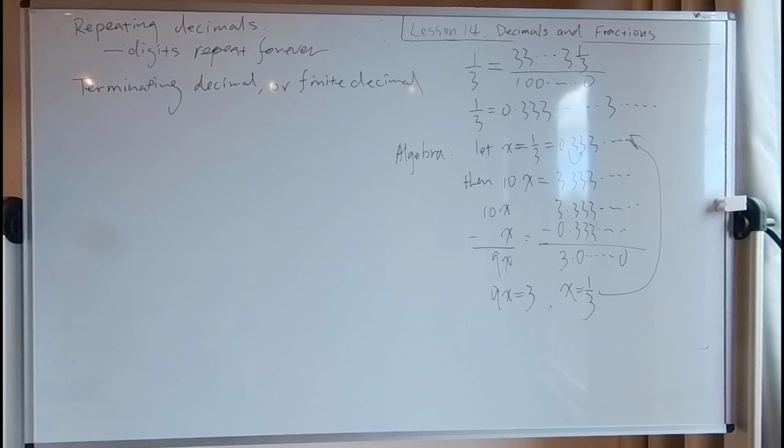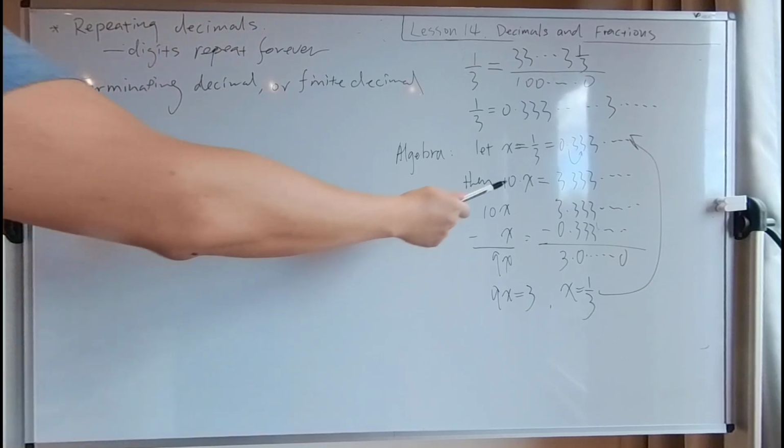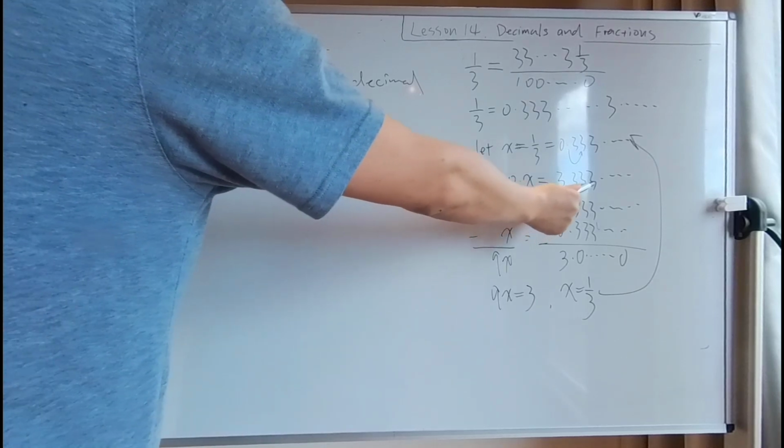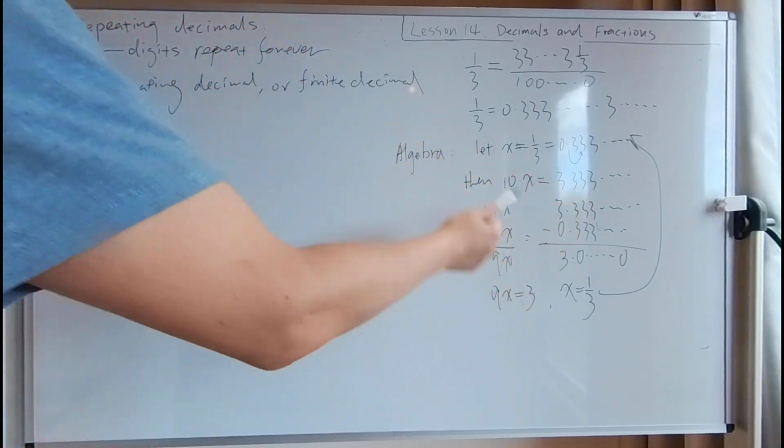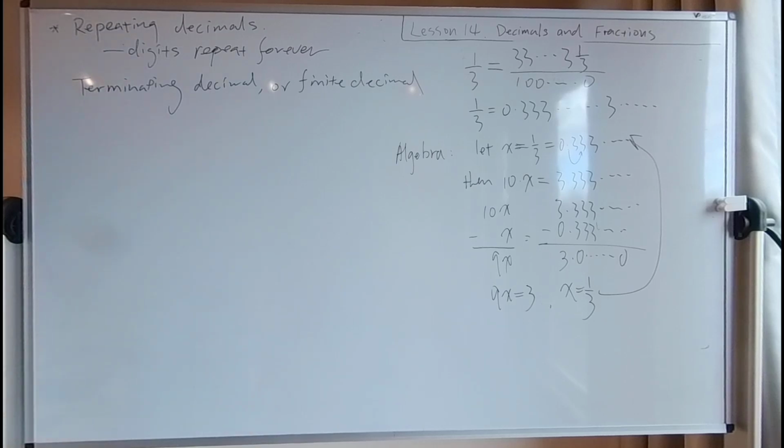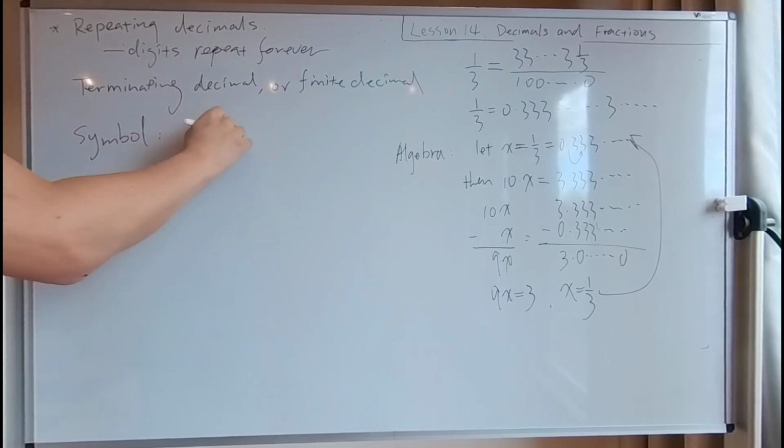And there's a way to write the repeating decimal, because in most cases we don't want to write so many digits or so many numbers with dots, it's taking too much space. So there's actually a symbolic way to write the repeating decimal.